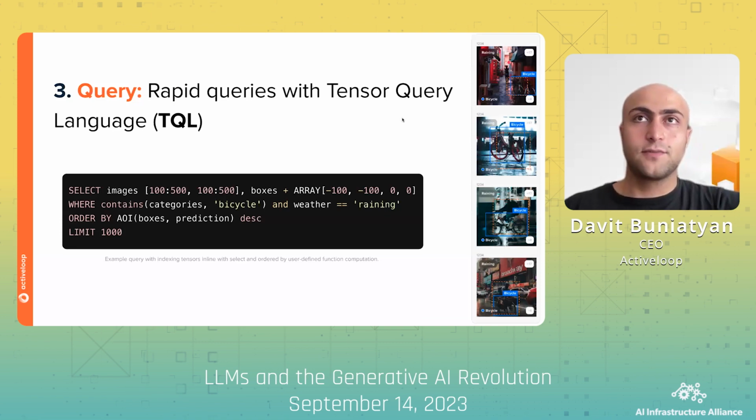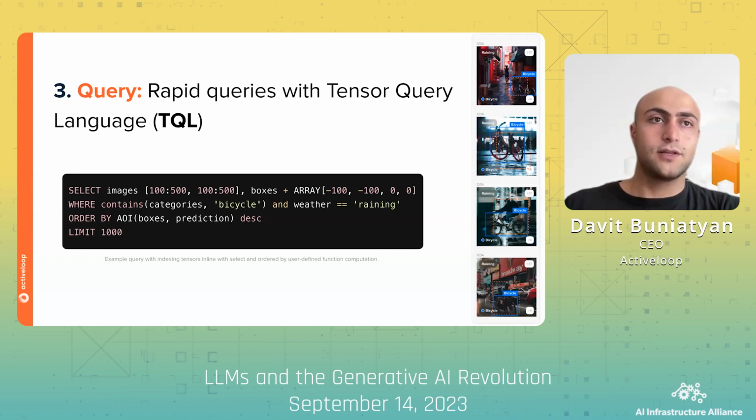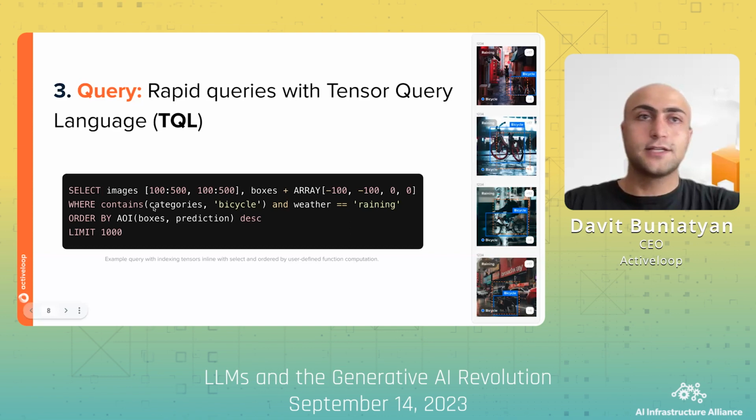We also built from the ground up a tensor query language, which you can think of as an extension to SQL. Not only can it run queries like give me images that contain a bicycle during a rainy period, but you can also apply transformations on top of the images, adjust the bounding boxes, and also order by a user-defined function. This is really helpful in, for example, a self-driving scenario.